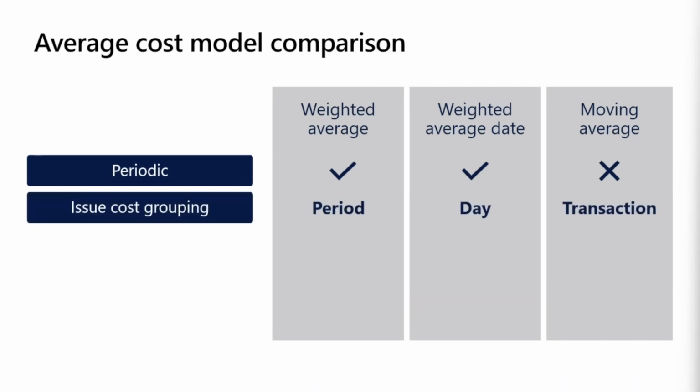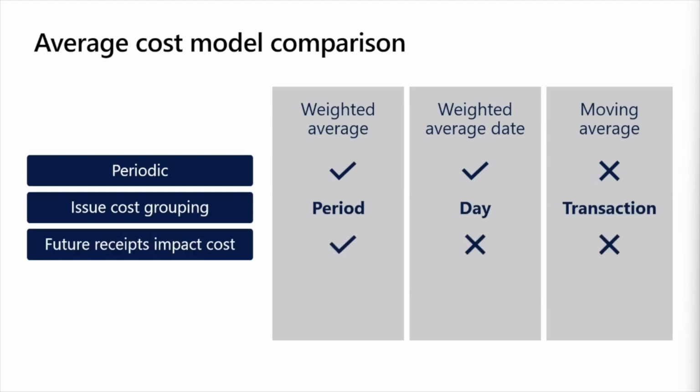When we use weighted average, we will have one issue cost per period. With weighted average date, we'll have one issue cost per day. And with moving average, we could potentially have a different cost for each transaction that is posted. When choosing a cost model to use in D365, we should consider how smooth or how granular we want our average cost to be.